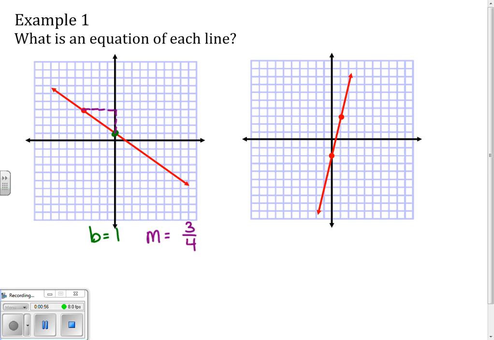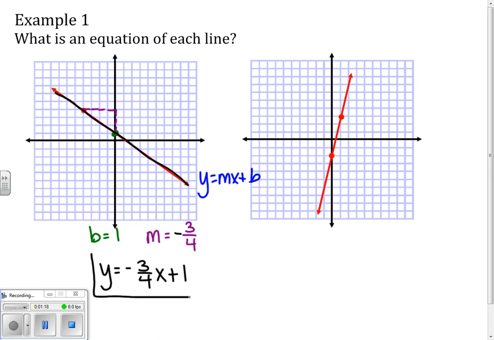Typically, I ignore the signs until I'm done. If you trace this line from left to right, you're going downhill, which makes that slope a negative. If you plug all of that information into y equals mx plus b, which is what we use, we end up with y equals negative 3/4, that's your m, x plus 1.